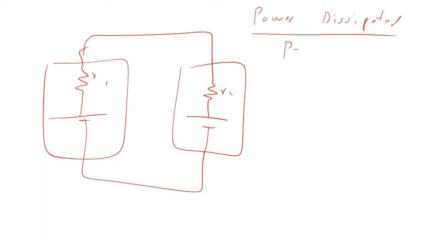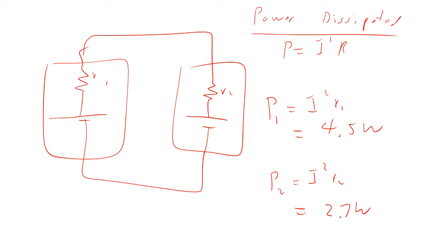I squared R. So the power in R1 is going to be I squared R1. The power in R2 is going to be I squared R2. Okay. Well, we've got those numbers right there. So if you plug in those numbers, then you get the power dissipated in R1 as 4.5 watts, and the power dissipated in R2, 2.7 watts. Okay, so the total power dissipated is 7.2 watts.